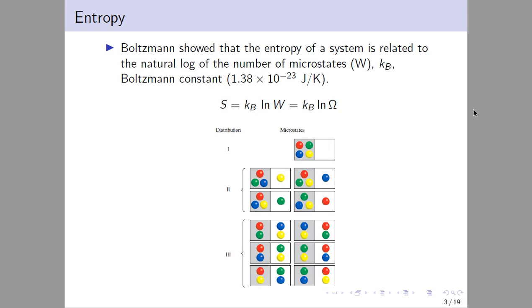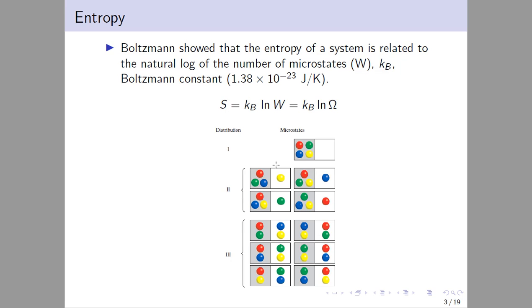Boltzmann showed that the entropy of a system is related to the natural log of the number of microstates. Again, this is from your statistical physics or thermodynamics. Kb, the Boltzmann constant, is equal to 1.38 times 10 to the power minus 23 joule per Kelvin. S equals Kb ln W, or in our textbook, Kb ln omega. These are the microstates. This will be one microstate, all in one space.